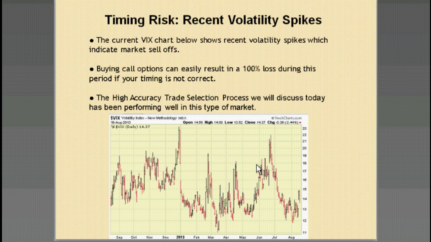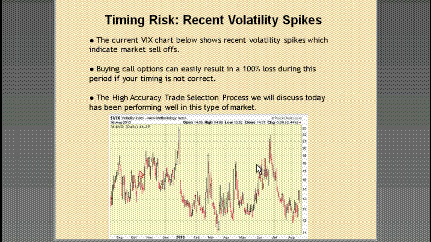And, of course, there's always timing risk when you enter a trade. What I'm displaying here is the daily price chart for the VIX, which is the volatility index. And these vertical bars are the daily price of the VIX index. Every time there's a spike up in volatility, there's a corresponding decline in the stock market. So you can see, based on this type of volatility, that if your timing's wrong when you enter these option trades, you could easily lose 100% if your timing's not good.